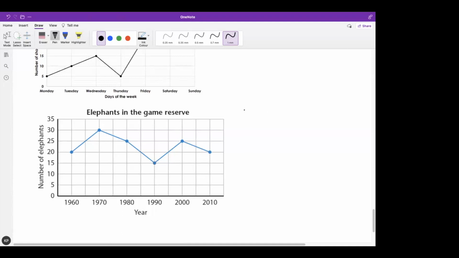So we have established that this is discrete because you count the number of elephants, right? This is discrete. So what's wrong? There we go, Nobile. Since when do we join discrete graphs? We don't, right? So this graph shouldn't have lines joining it. Beautiful, Nobile. That would conclude our lesson.